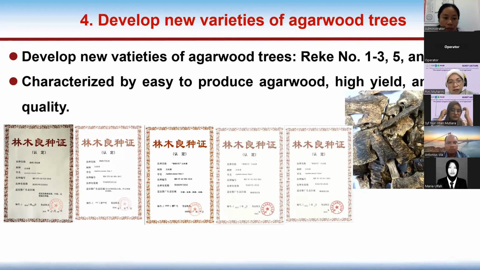For example, number 2 here is produced from number 2 trees. We can harvest the agarwood at 4 years. So after 4 years, we can collect the agarwood, a much shorter time than nature trees. Here are the licenses we got for the new varieties of agarwood trees.